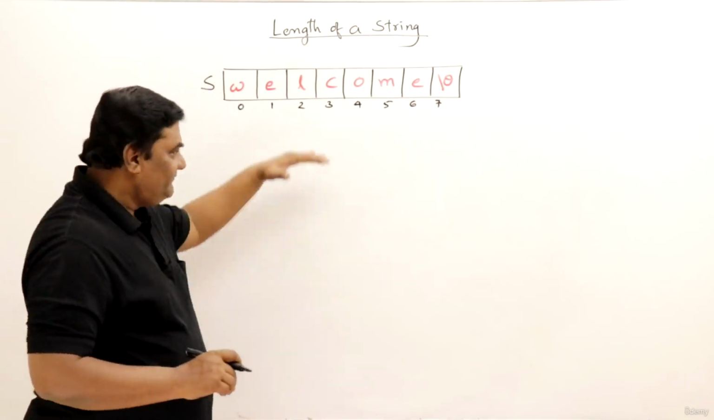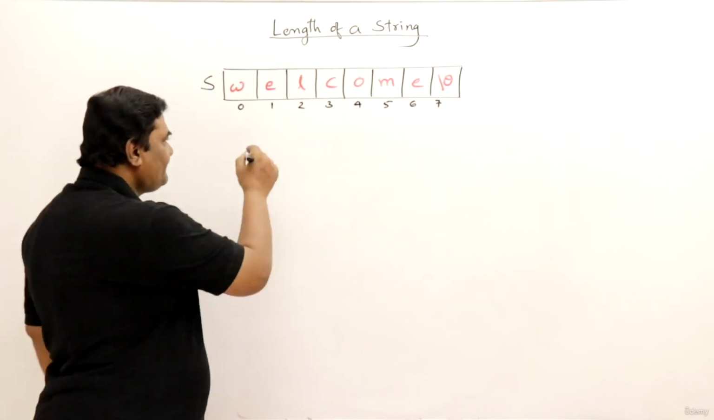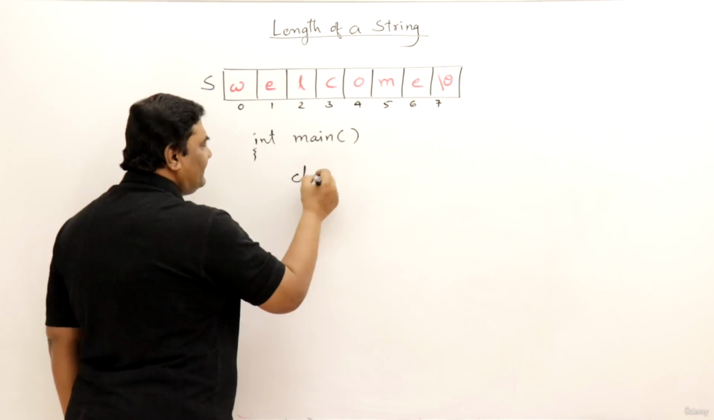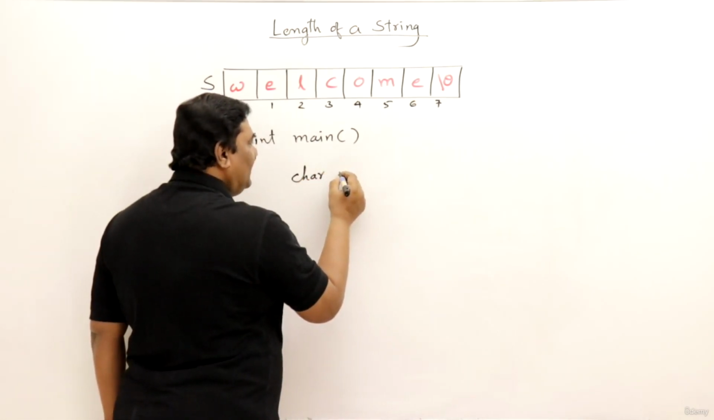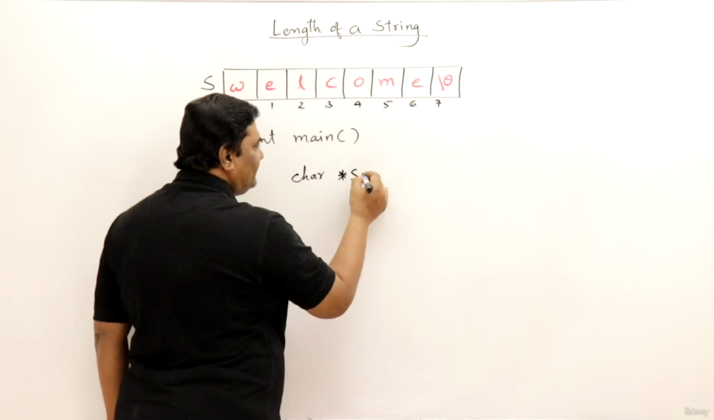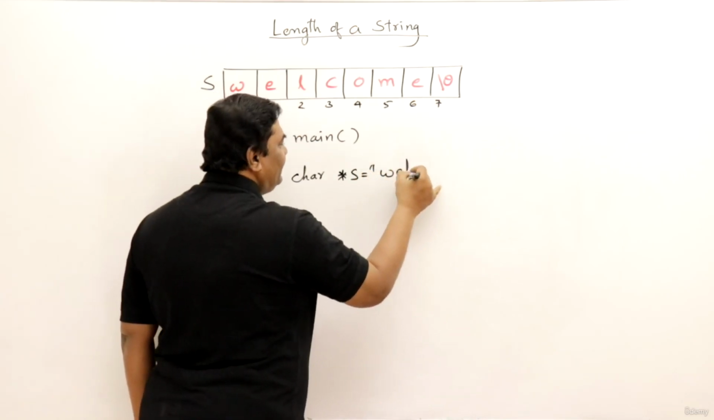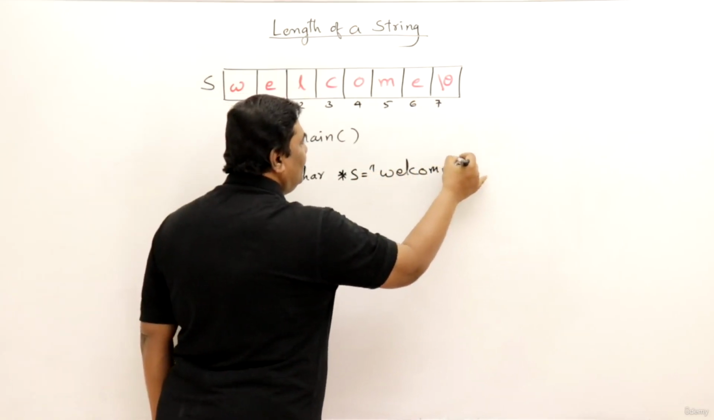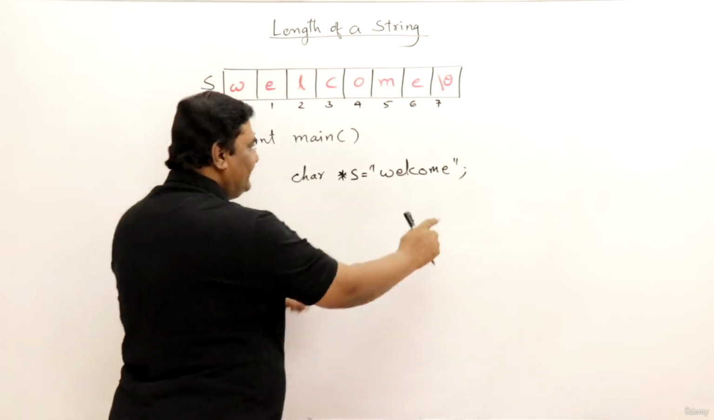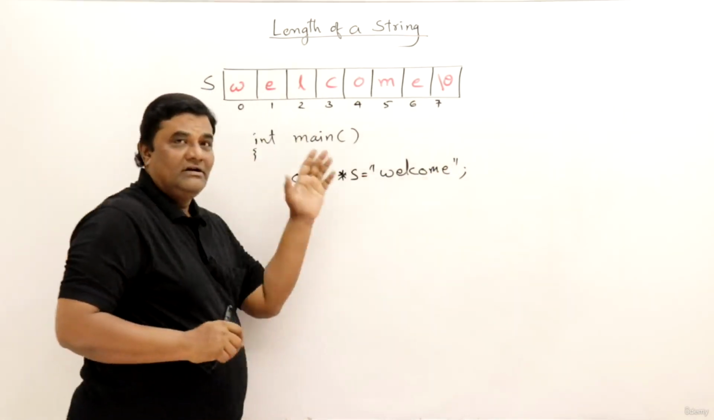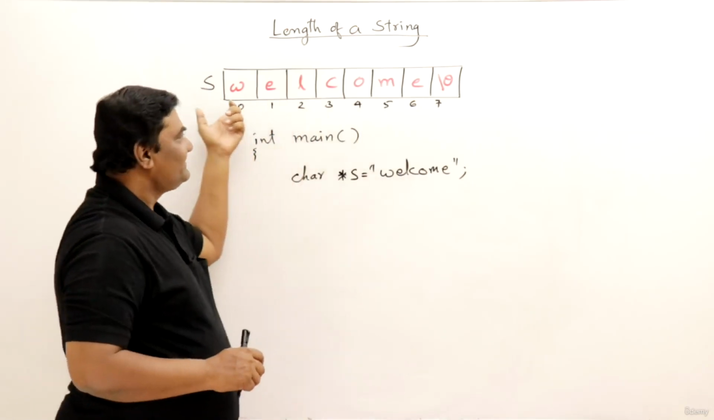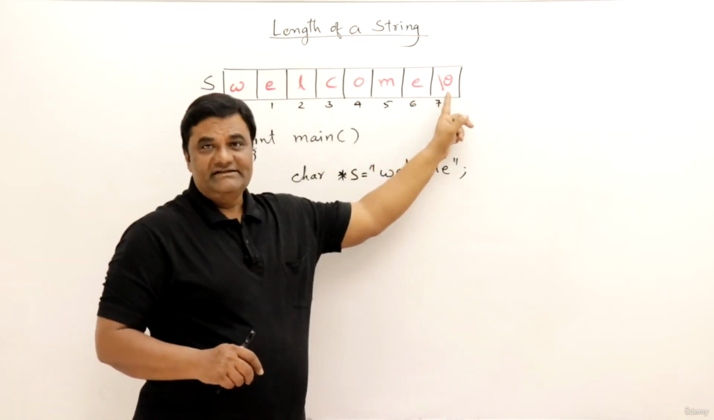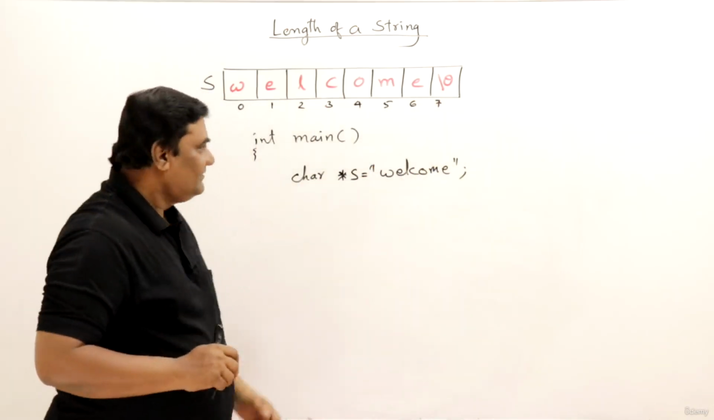So let us write the code directly in the main function. Here first I will create a string. char, the string name is S. I will take a pointer and write a string, that is "welcome". There is no need to write \0 because it is enclosed in double quotes. So the C or C++ compiler will create this as an array along with \0. It will fill in that null character.